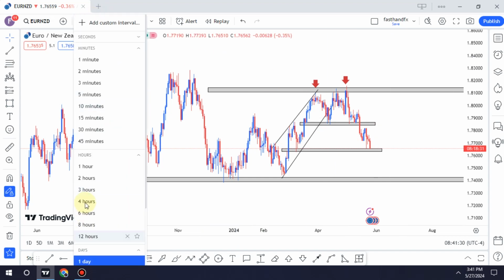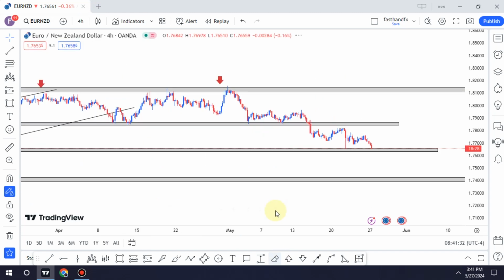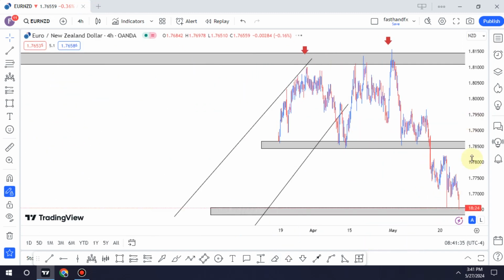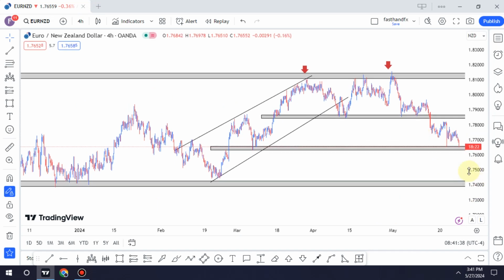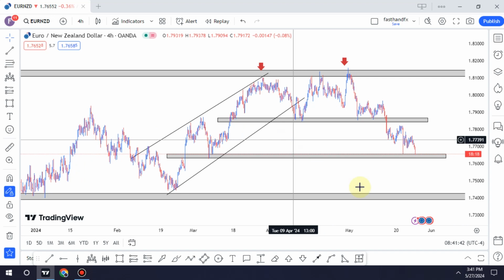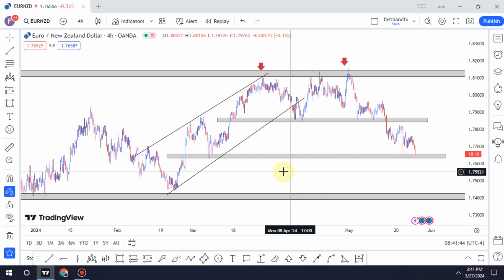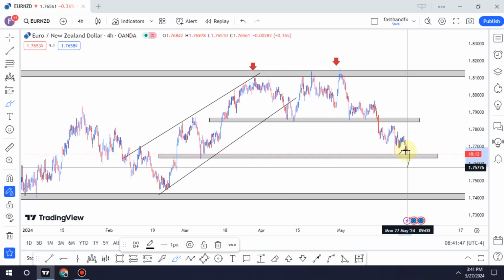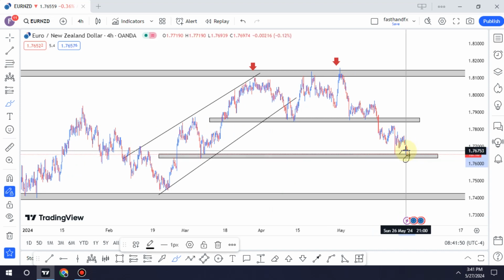Let's go to the H4. Right, this is what we have. Okay, so right now, since this is the current market position, we need to understand what the price is doing around this area. If we see a continuation pattern, we should take our entry. If we see a reversal structure, we take our entry.